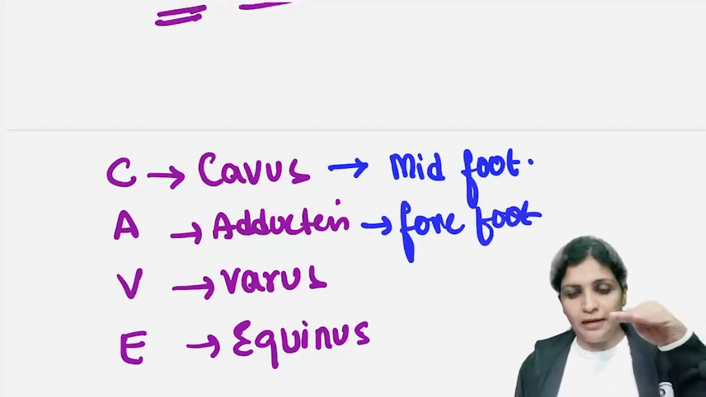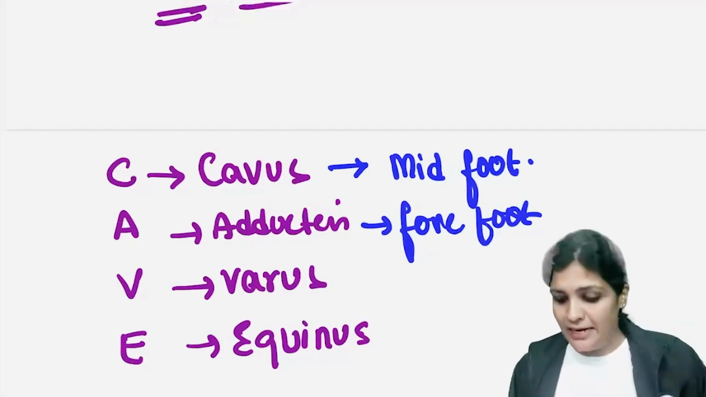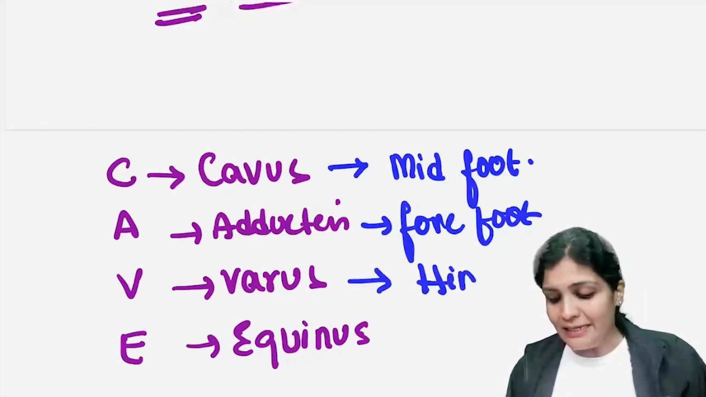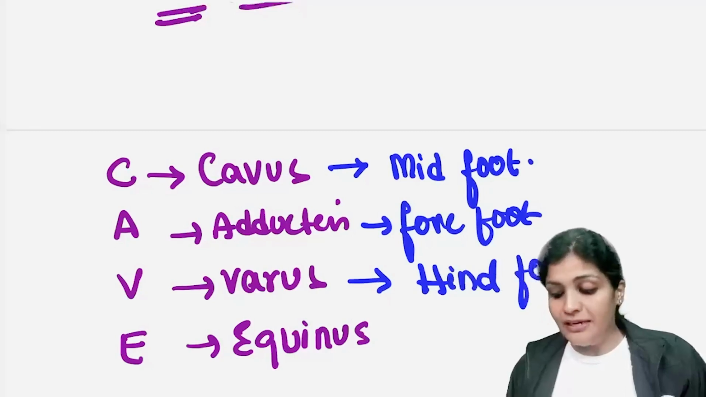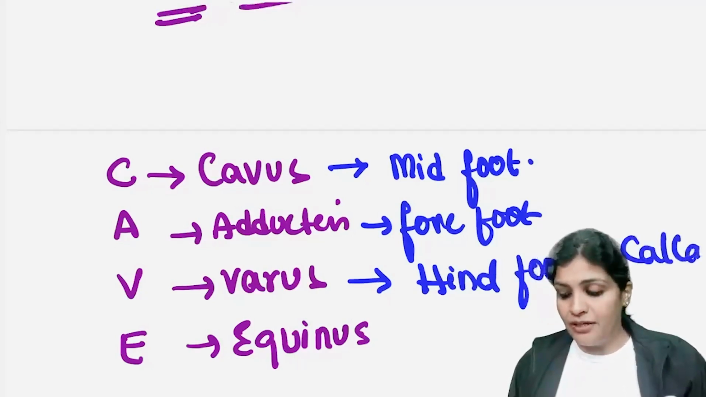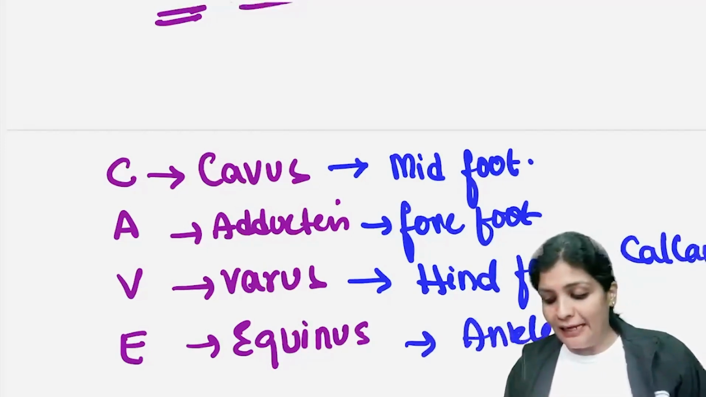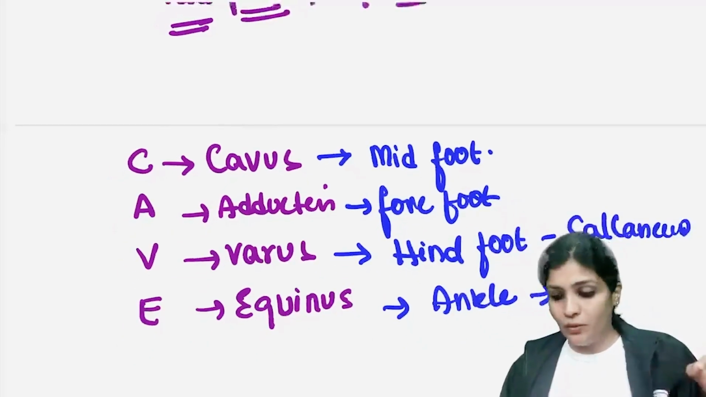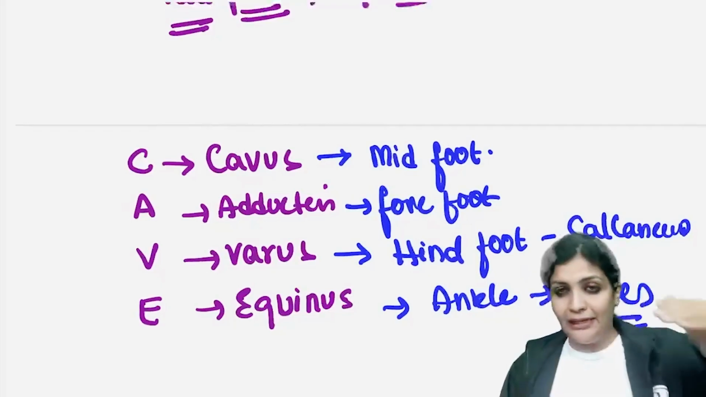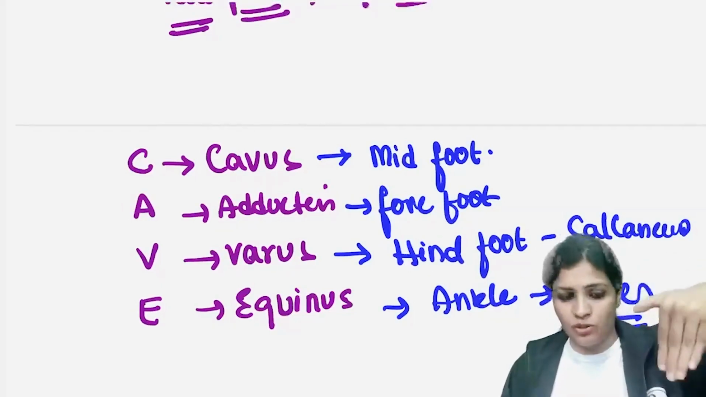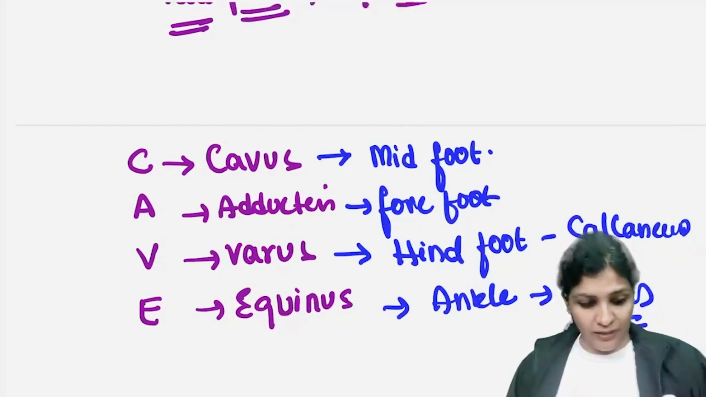Adduction is seen in the forefoot. Adduction is all the metatarsals deviating to one side in the forefoot. Varus is seen in the hindfoot, which is related to the calcaneum. Then equinus is seen in the ankle, where the patient walks with the help of toes, not with the heel, like the horse walks. That is called equinus.